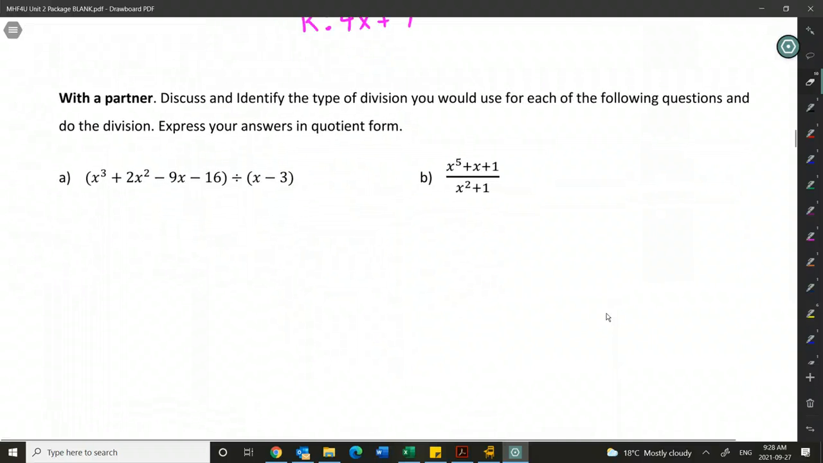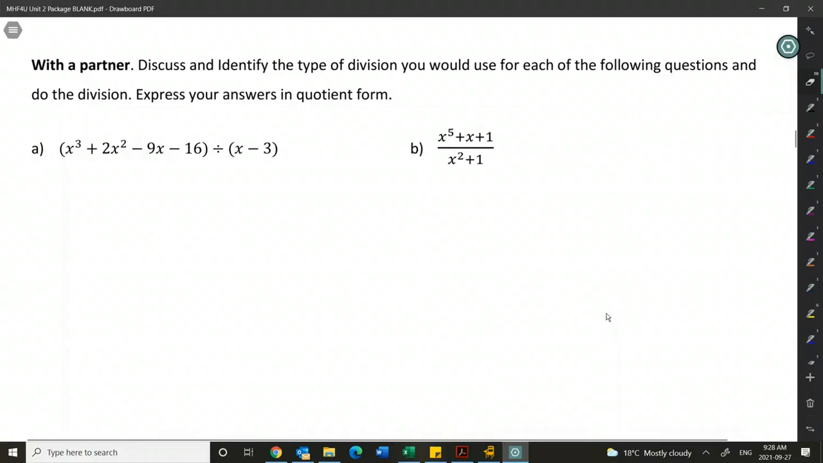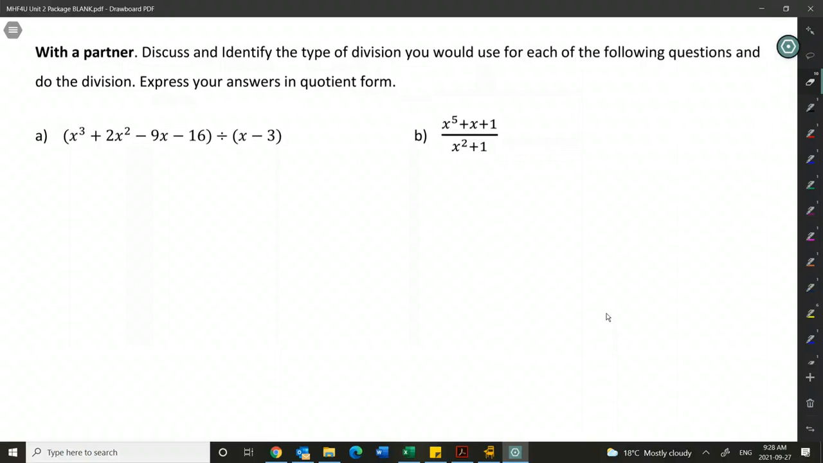Okay. So I want you guys to decide, we're sort of recapping from last week, and we're practicing some of the things that we talked about in the homework as well. So you and the person next to you are going to decide, can I use synthetic division, or must I use polynomial division? And then you're going to apply the division, so do the division, and then you're going to express your answers in quotient form. Okay, so I'm going to give you guys a couple minutes to do both of these and decide which type of division needs to be used here.